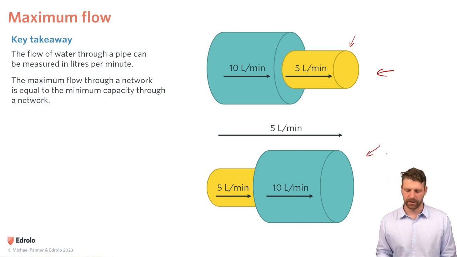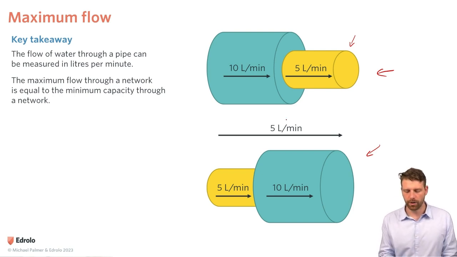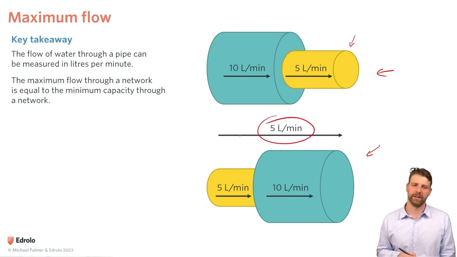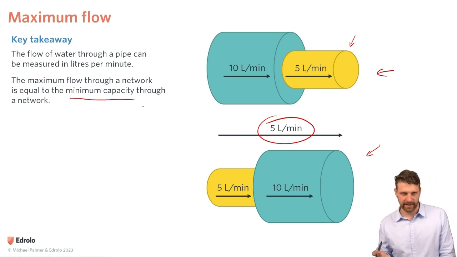This other option here, you could think about trying to fill up your water bottle. So if a hole for your water bottle is about the same size as the stream of water coming out, and you realize if you had more water coming through, you still wouldn't be able to get it in any faster because there's a bottleneck. Right, so in both of these examples, the water can only flow through at 5 litres per minute. That's the minimum capacity there through this network, right?